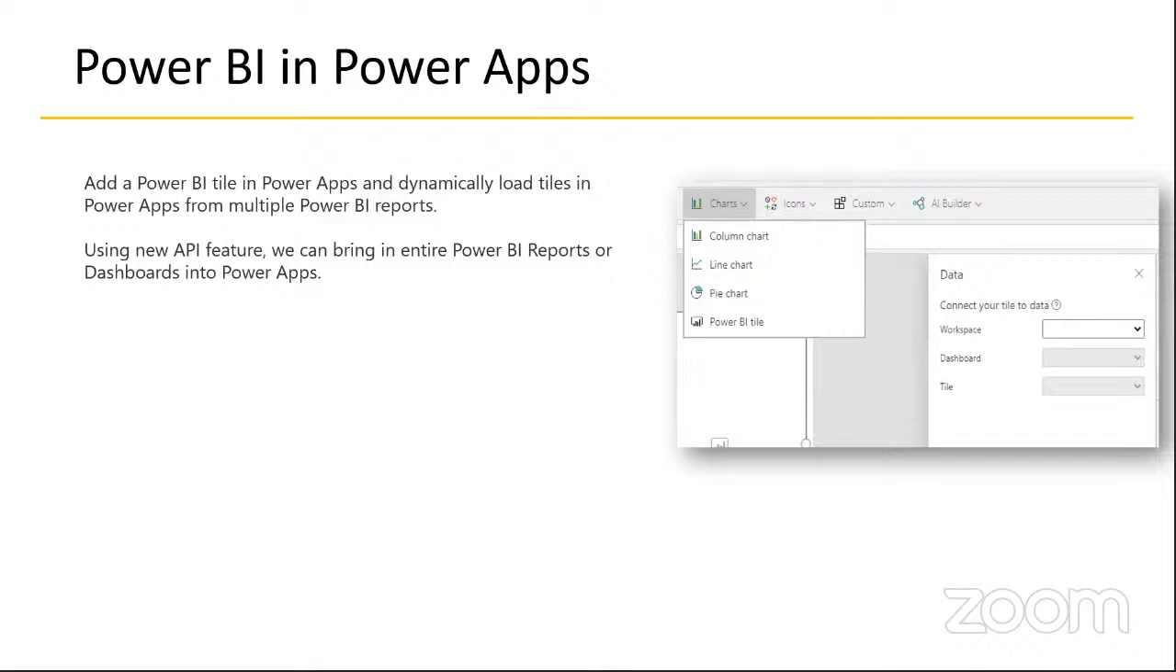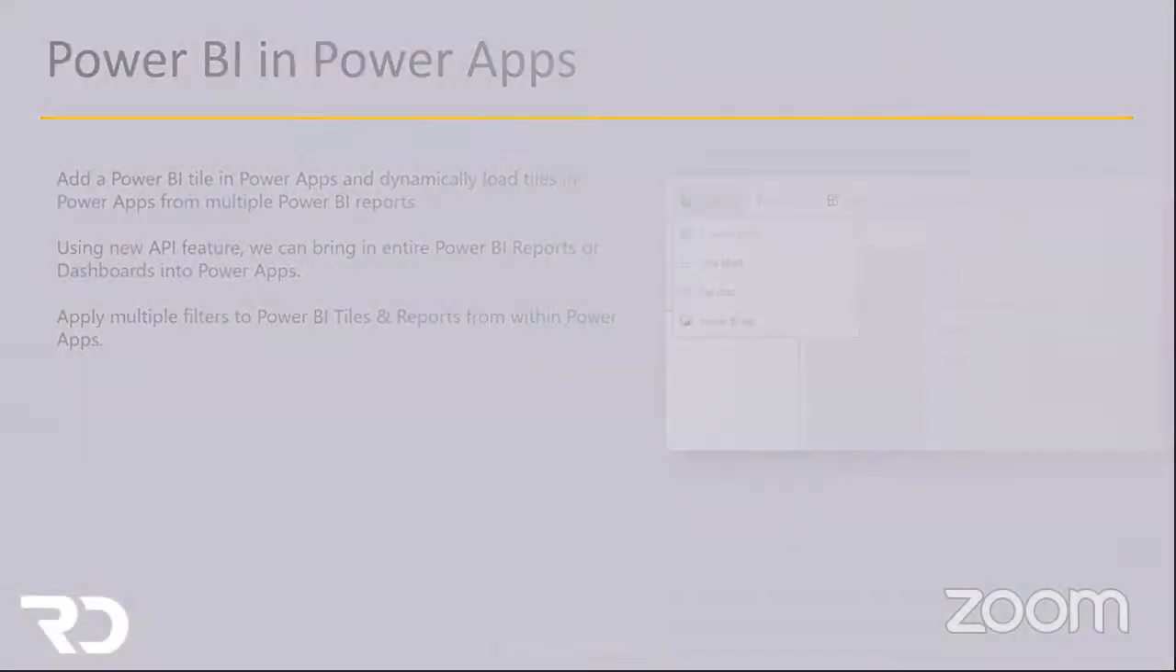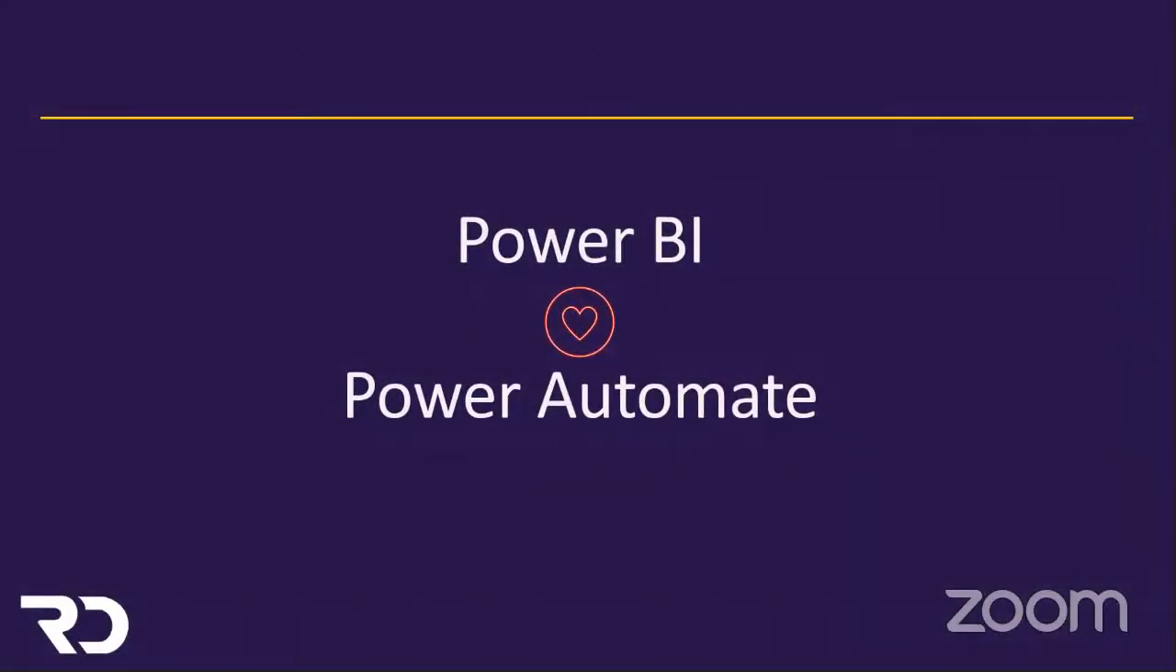There is a new feature that was announced a couple of months ago. It's called the new API feature, which allows us to even bring an entire Power BI report directly into Power Apps. You can even filter the Power BI reports and tiles that you bring into Power Apps directly from Power Apps. So those are the two integration capabilities that are provided, and they go both ways: Power BI in Power Apps or Power App in Power BI.